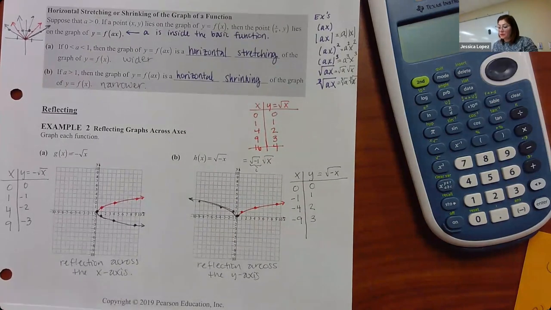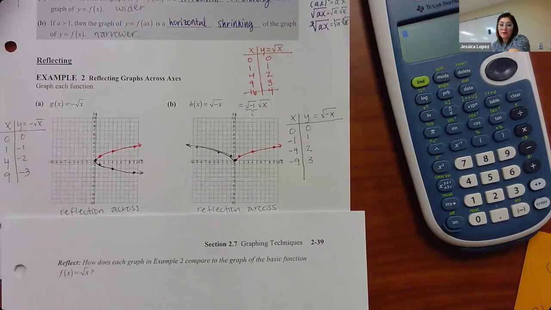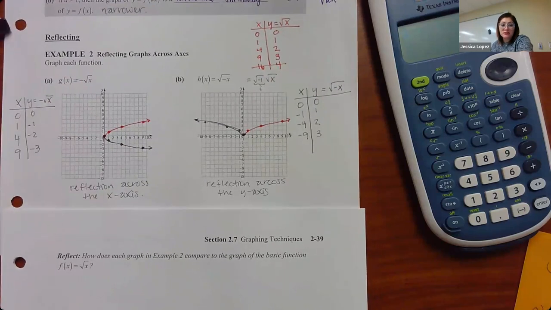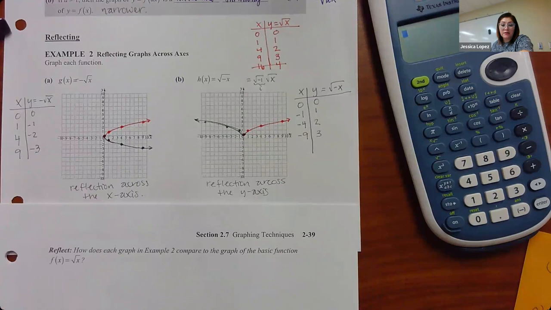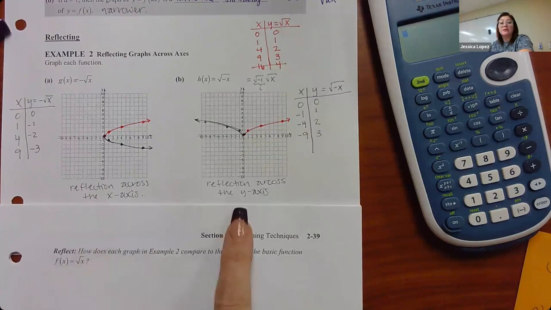And there's a reflection problem at the bottom on the next page, but we already kind of answered it right there. So it says, how does each graph in example two compare to the graph of the basic, right? The original square root of x. But we already showed in red what the original looked like and what the new one looked like. So we already have basically what had happened, okay? So we've already done that reflection.